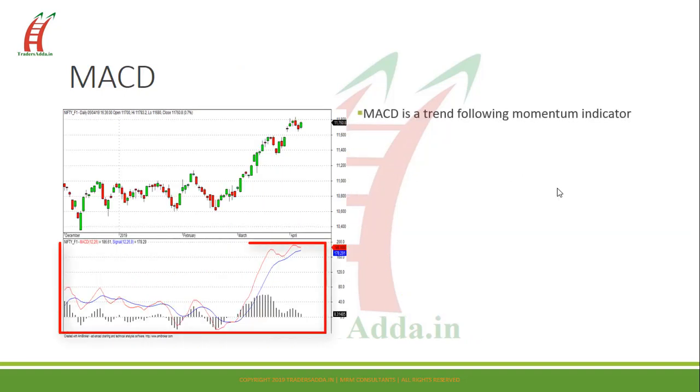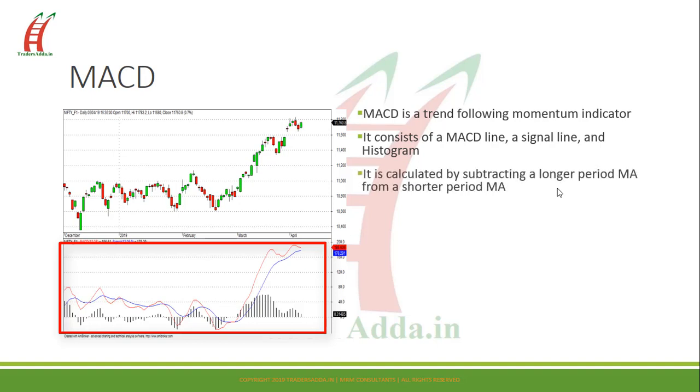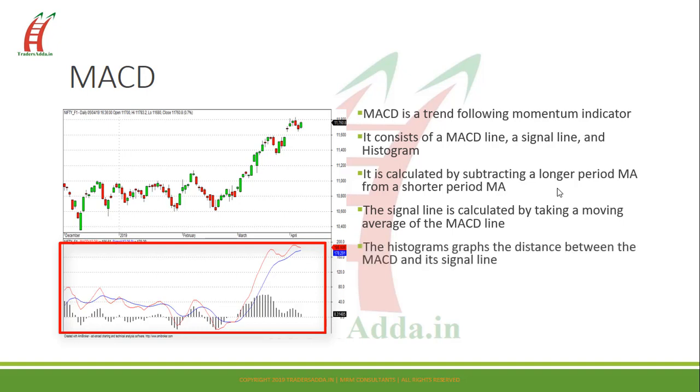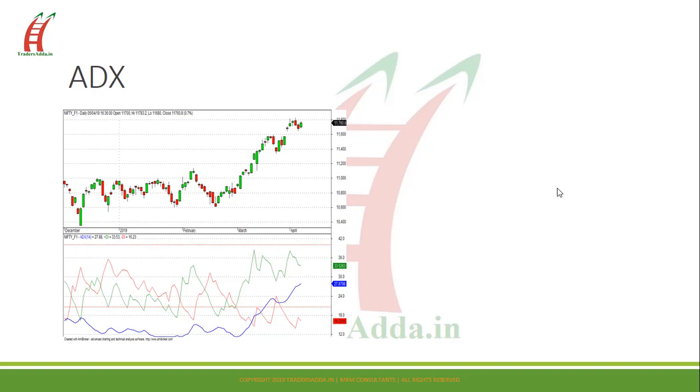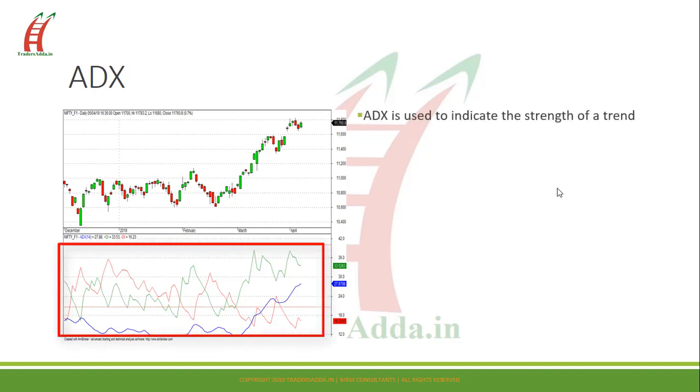MACD. MACD, or moving average convergence divergence, is a trend following momentum indicator. It consists of a MACD line, a signal line, and histogram. It is calculated by subtracting a longer period moving average from a shorter period moving average. The signal line is calculated by taking a moving average of the MACD line. The histogram plots the distance between the MACD and its signal line. Ways to trade with MACD are: Crossover of MACD line and signal line as a buy or sell trigger. Divergence.